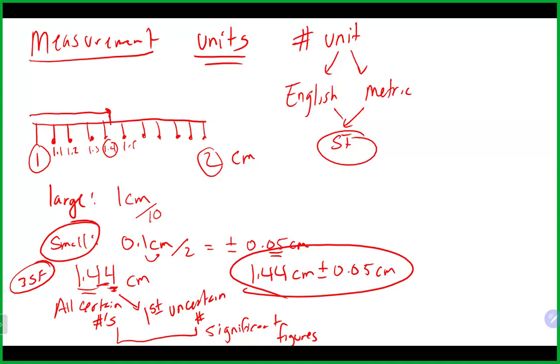So you would record something like this as your measurement in this particular case. Now, we finished up talking about the rules for significant figures. And remember that pretty much all non-zero numbers are significant. So any number that is not a zero is going to be a significant figure.